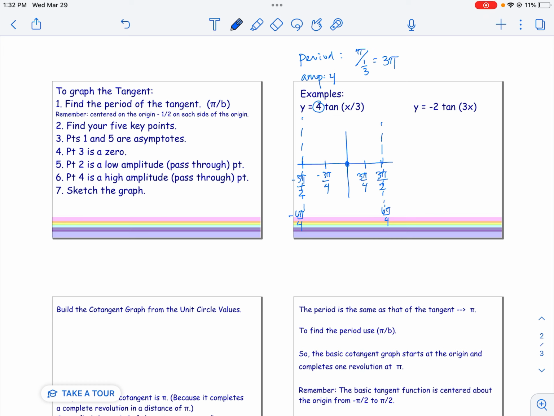I go through 0, 0, and the tangent goes low to high. So because the amplitude is 4, my low pass-through point is down here at negative 4, and my high pass-through point is up here at positive 4, and the tangent function looks like this. That is the graph of 4 tan 1/3 x. Stay tuned on the next video for the next example of negative 2 tan 3x.